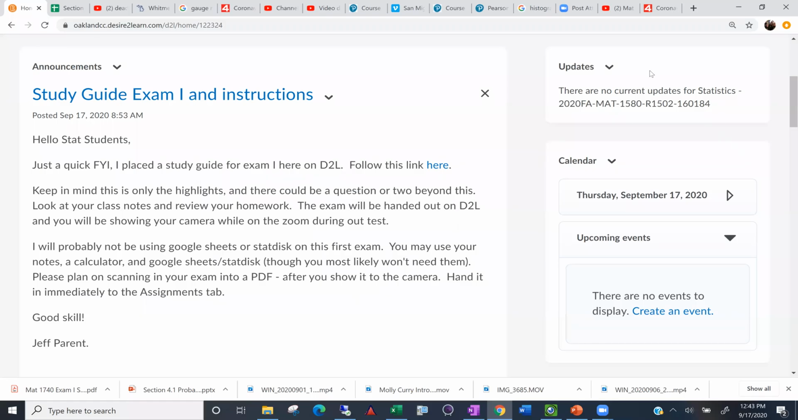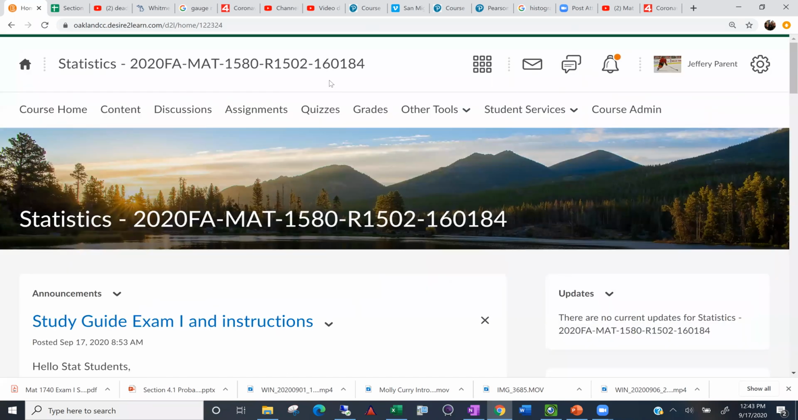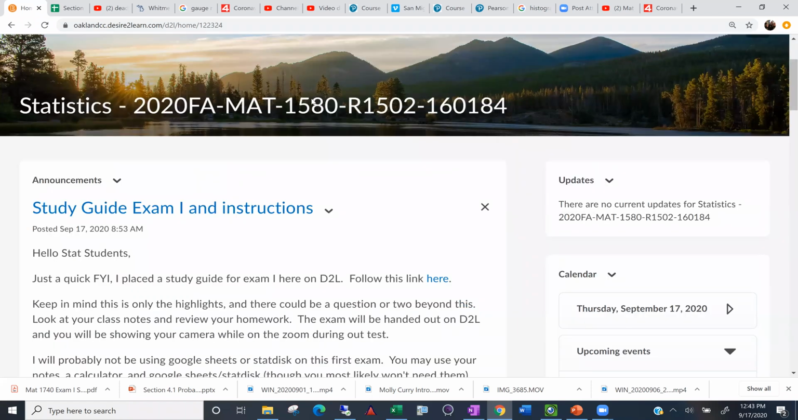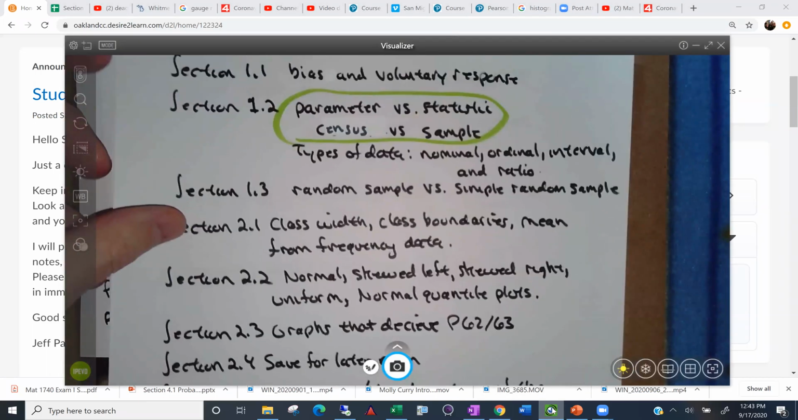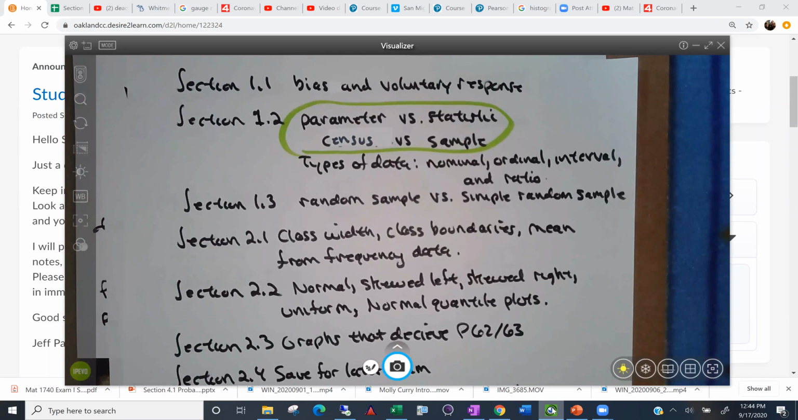So your first exam will be this Tuesday, and what I'll do is I'll make it available on Desire to Learn. So if you happen to swing by Desire to Learn after today, what you should find is a little study guide and instructions. The study guide you can get to by following this link here, and it'll take you to a page that basically has this kind of stuff on it. And I'll talk about that in a second.